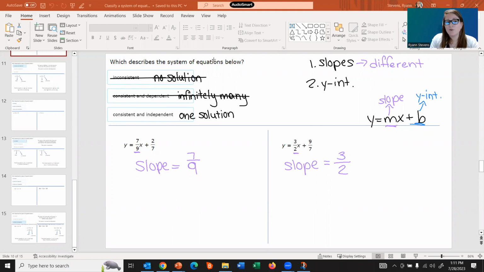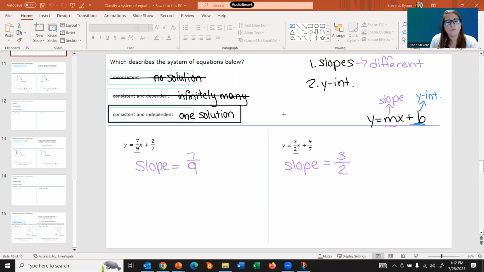So our answer for this system of equations would be one solution, or we could classify it as consistent and independent. Independent meaning that the lines are two separate lines. Eventually they will cross, but they do not rely on each other. They are independent lines. They have different slopes.